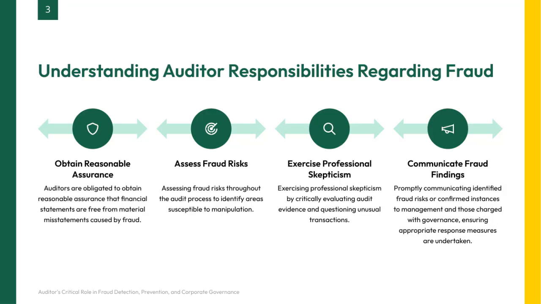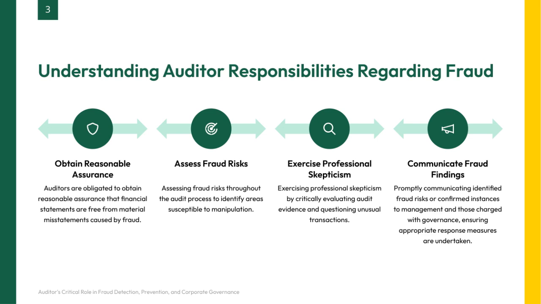As auditors, our primary responsibility is to obtain reasonable assurance that the financial statements are free from material misstatements due to fraud. This means we must be vigilant and thorough in our examination to ensure the information is reliable. A key part of this process involves continuously assessing fraud risks throughout the audit. By doing so, we can identify areas that might be vulnerable to manipulation and tailor our procedures accordingly.